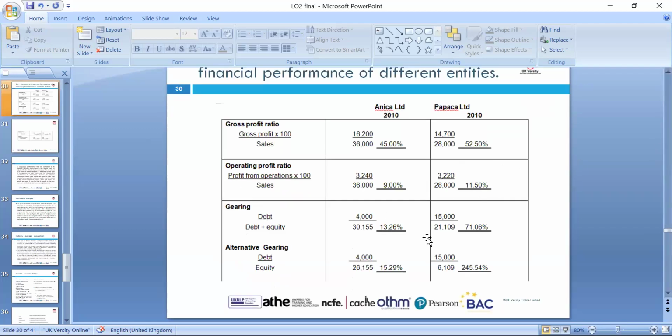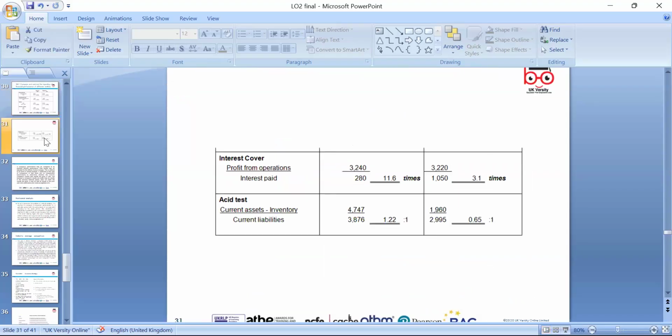For the gearing ratio, high gearing means high risk, and we can pick the figures from the statements and calculate using the formula. Based on profitability, Papika's operating profit is better, but when we look at gearing, it is very high, so Papika is a high-risk company. With higher risk, higher returns should follow, but we need to think about how much risk we can bear, because the profit difference is only 2% and the risk difference is huge. Our interest cover ratio is 11.